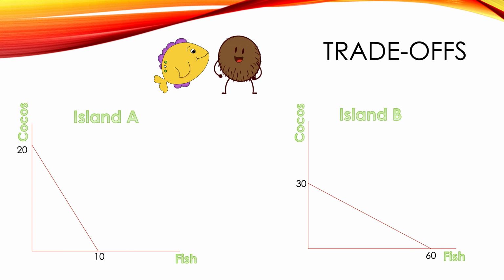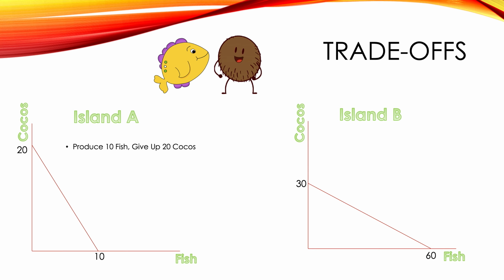So let's revisit the idea of trade-offs, right? A trade-off is when you give up something in order to get something else. Different than a trade. We're just talking about a trade-off here. So for instance, Island A, when they want to produce fish, they have to give up coconuts. If they want to produce coconuts, they have to give up fish, right? Resources are not infinite. There is scarcity, and so we have to make choices.